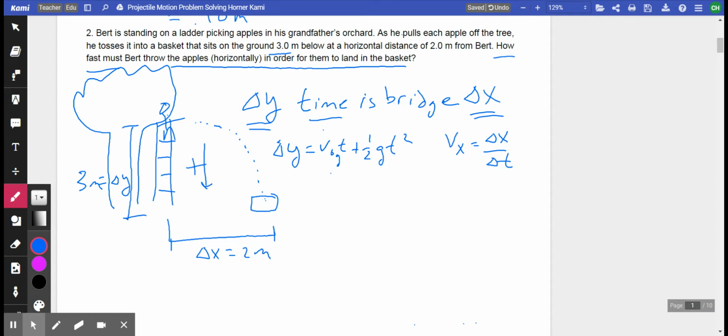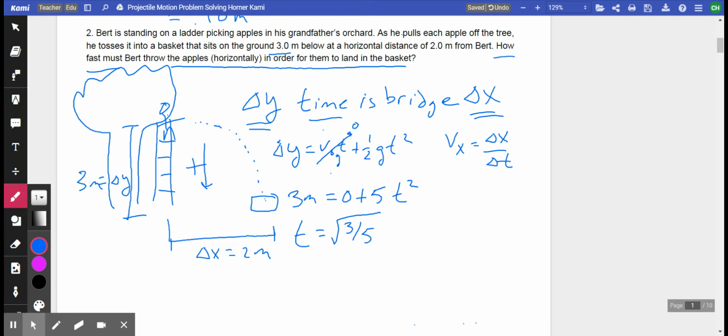And what we're going to do is plug in everything except for time. So delta y we know is 3 meters. That's equal to, remember, your velocity at the top in the y direction is 0. So this is 0 plus 1/2 of gravity, which is 5, and then we have time squared. So our answer here is time is equal to the square root of 3 over 5.